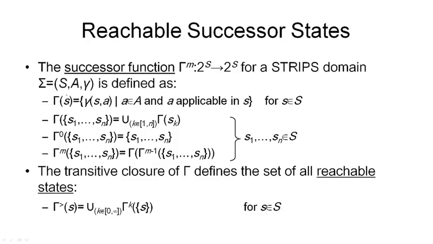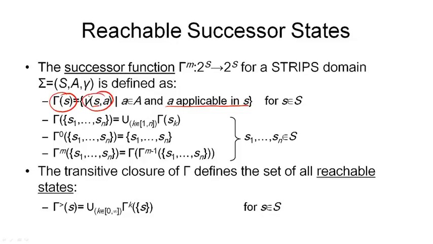The successor function gamma of S for a single state is defined here. It is the set of all states gamma(S, A) for all actions A that are applicable in this state S. So this set consists of all those states that can be reached by an applicable action from our state S. If I wanted to compute this, I would have to go through all the operators and find all the ground instances of these operators that are applicable in the state. Then I could apply those actions in the state, and I would get all the successor states here. This is how gamma of S is defined.